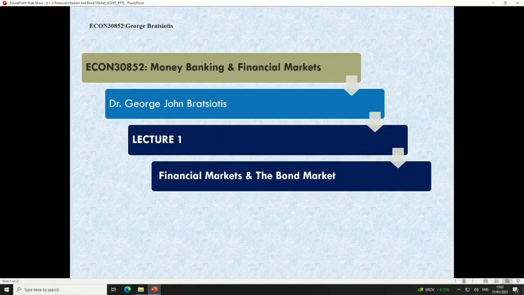Okay, so welcome everyone. I hope we're all here for money, banking and financial markets. I'd like to say a few things before we start the lectures, just to clarify what this course is about and whether you should be here, whether you want to stay here, what the exam's going to be like and everything. So let's be very clear up front what this course is about.